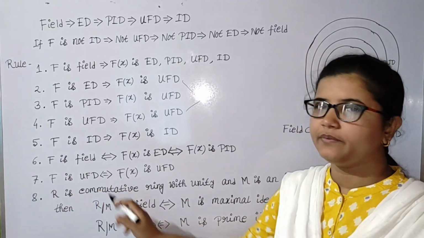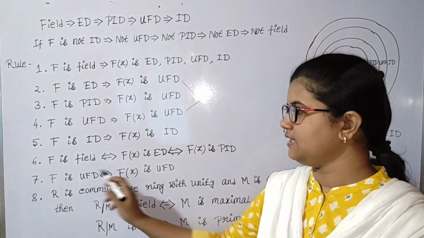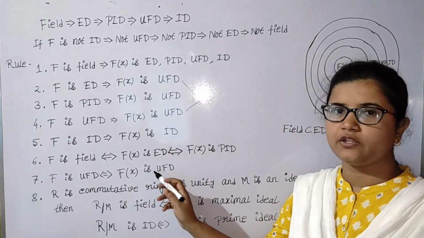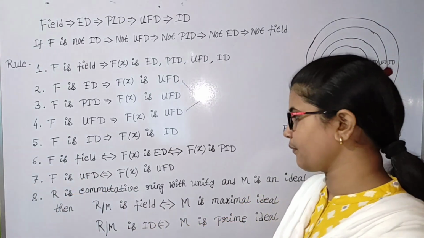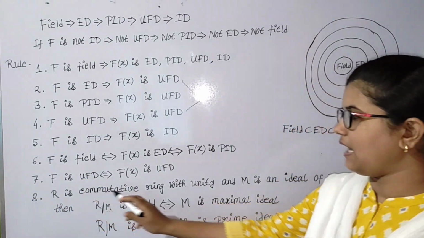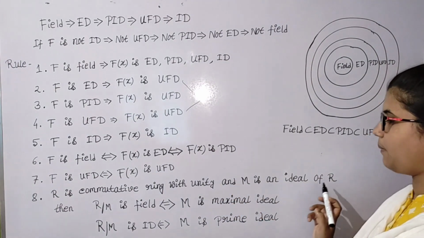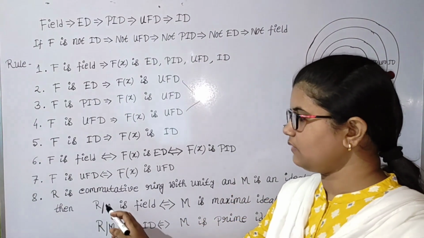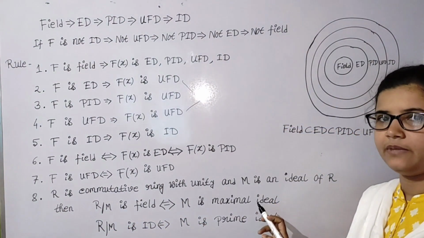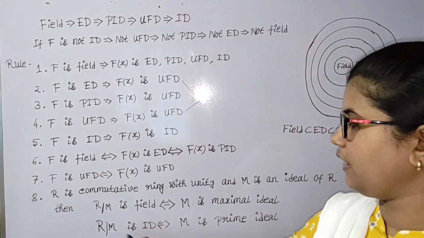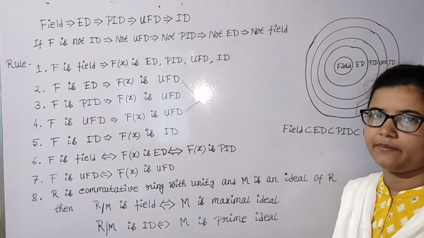Rule 7: F is UFD if and only if F[x] is UFD. That is, if F is UFD then F[x] is UFD, and if F[x] is UFD then F is UFD. And rule 8: if R is a commutative ring with unity and M is an ideal of R, then R/M is a field if and only if M is a maximal ideal. And R/M is an integral domain, or ID, if and only if M is a prime ideal.